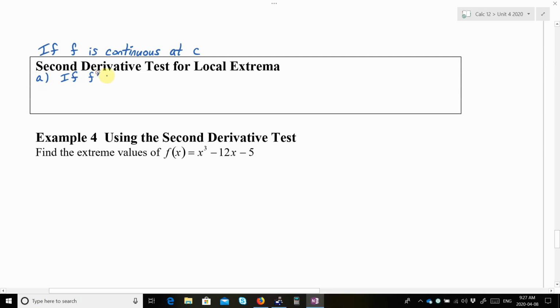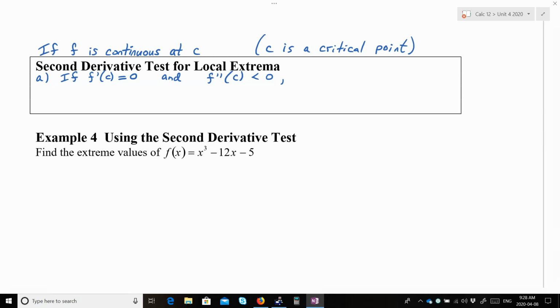if f prime of C equals 0. That's a special way of saying that C is a critical point. If f prime of C equals 0, and f double prime of C is less than 0, negative, the second derivative is negative at that point, that would mean concave down.